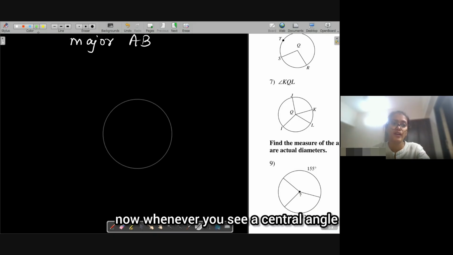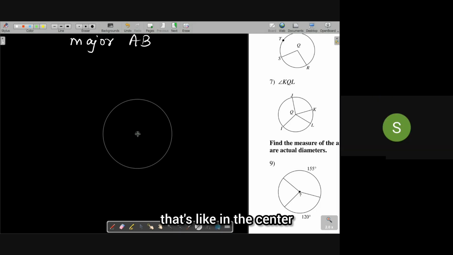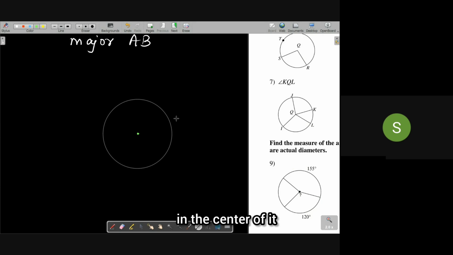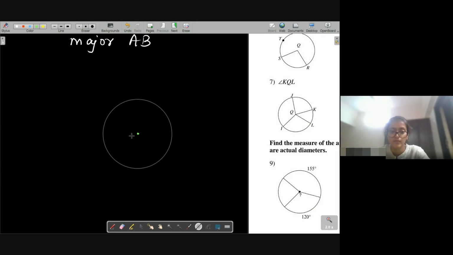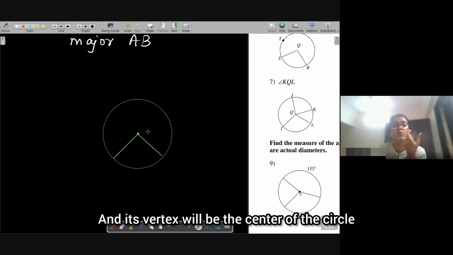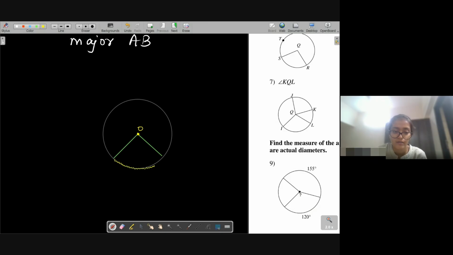Okay. Now, whenever you see a central angle, what is a central angle? The central angle is the one that's in the center, when the arc hits something in the center of it. So it is made by an arc. It will always be made by an arc, right? And its vertex will be the center of the circle. That's the vertex. That is the center of the circle. And let's say it is made by this arc.